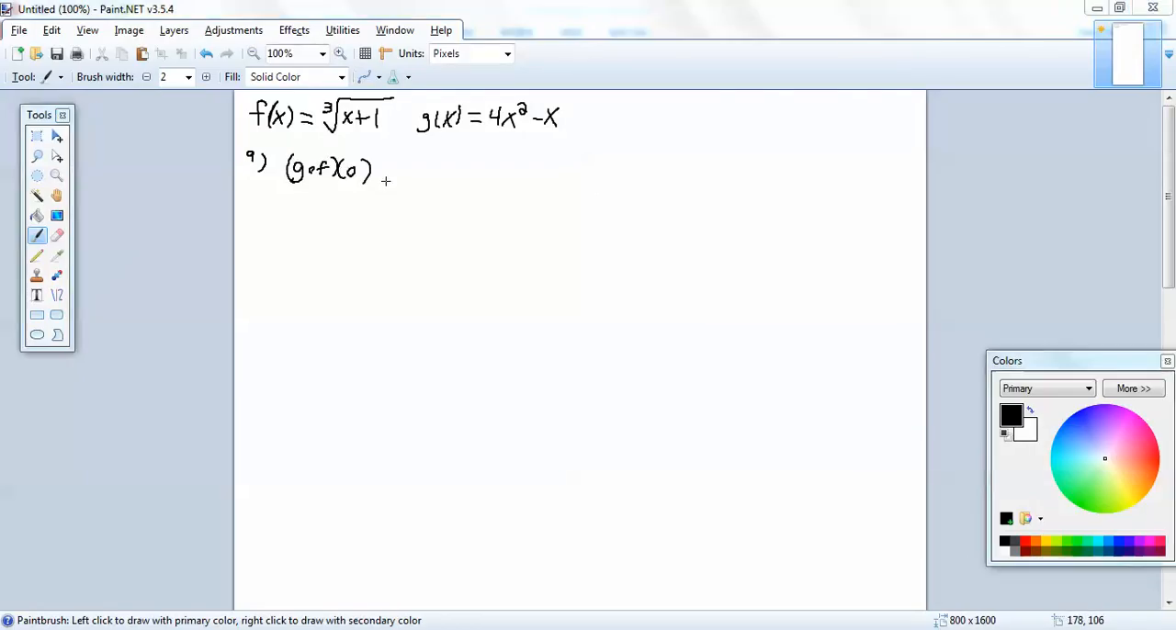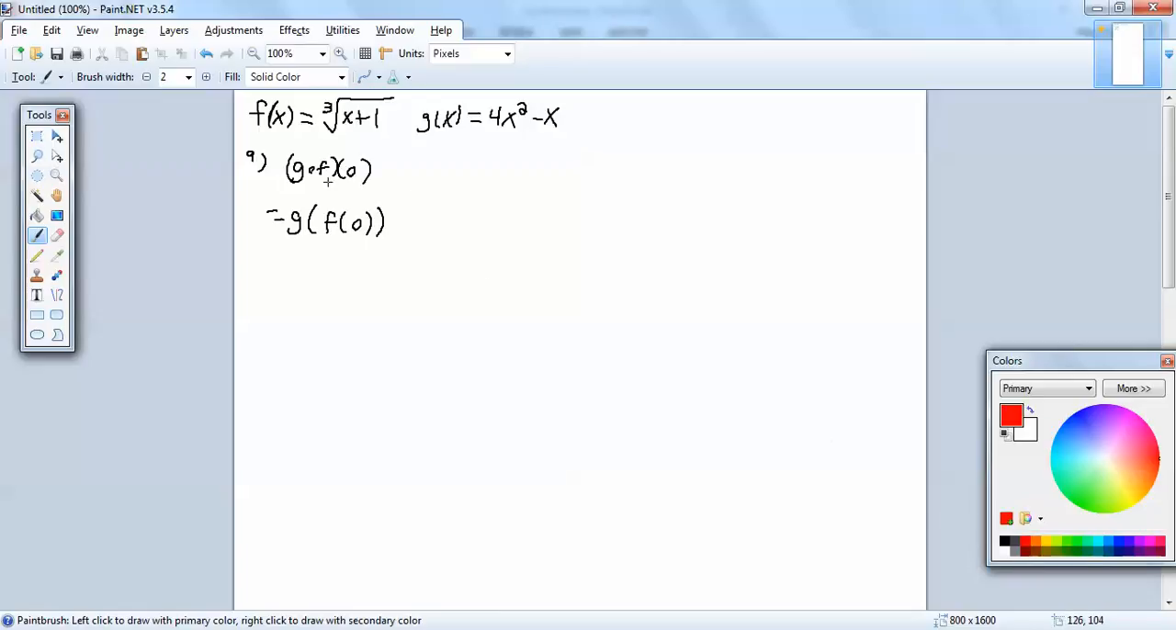Our first step is to rewrite this in function notation. So this is g of f of 0. Now we're first going to focus on the inside here. So we want to find f of 0. We're going to plug 0 in for the x, so I'm going to have the cube root of 0 plus 1, which is the cube root of 1, which gives us 1.